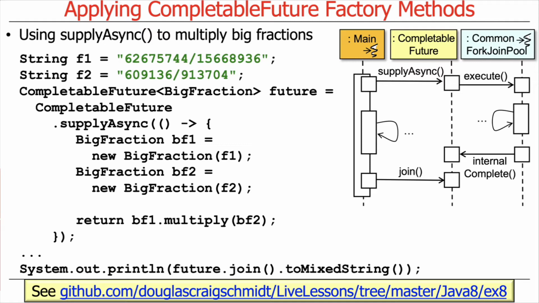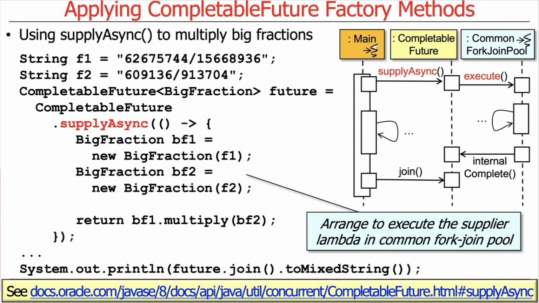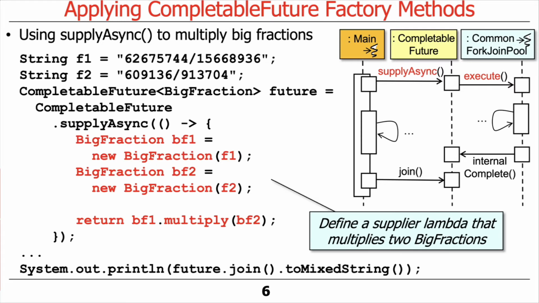And once again, I show you what it looks like with a little interaction diagram. So the first thing we're going to do is say CompletableFuture.supplyAsync. That's going ahead and calling supplyAsync on the CompletableFuture, and that goes ahead and queues up some stuff to run in the common fork join pool. And it's going to arrange to execute this supplier lambda in the context of the common fork join pool. That's what this supplyAsync method does. And here is, in fact, the supplier lambda.